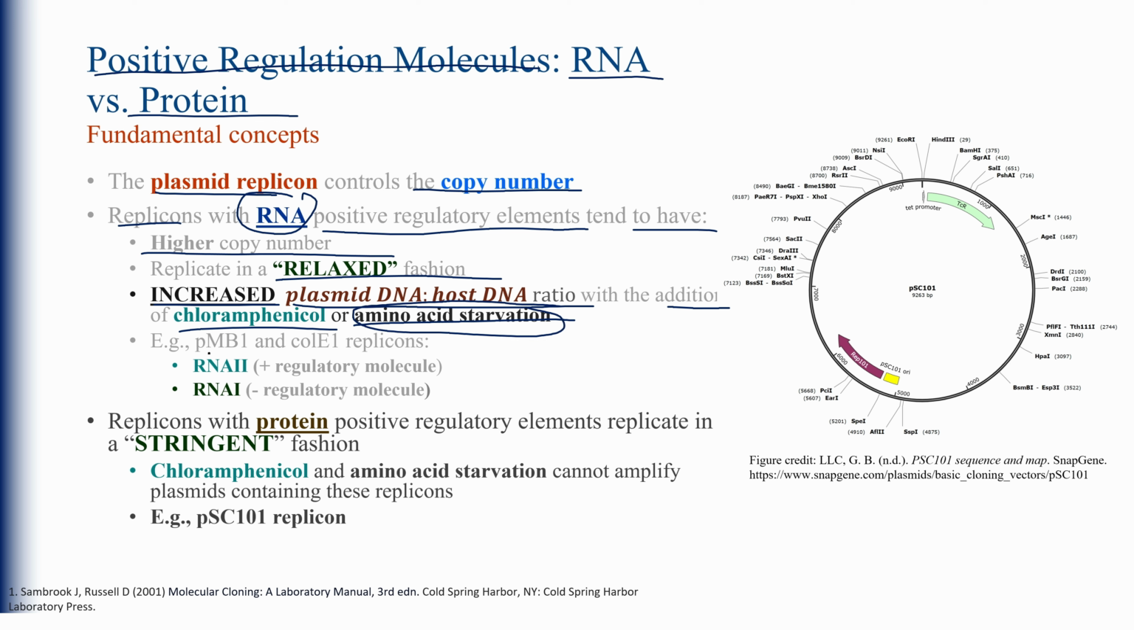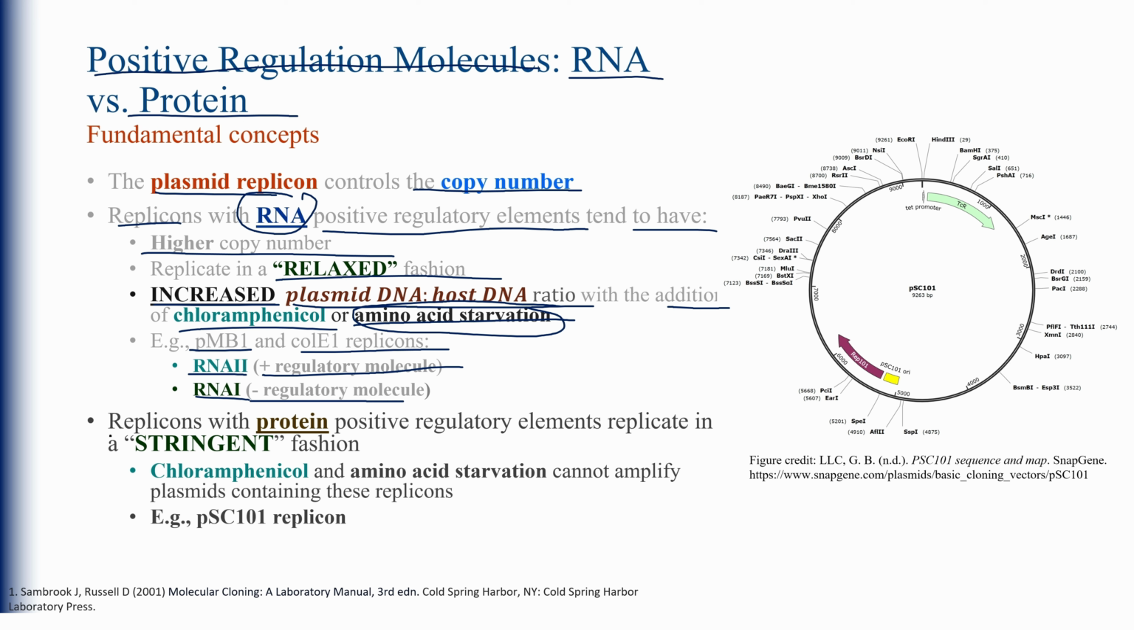Now, as I said earlier, both the PMB1 and the COL-E1 replicons have RNA positive regulatory elements. In fact, they have positive and negative regulatory molecules, with the RNA2 being the positive regulatory element or molecule and the RNA1 being the negative regulatory part. So before I go on, let me make a quick clarification here. When I say RNA2 or RNA1 regulatory molecules, I'm talking about the expressed RNA transcripts that regulate the replication of the plasmid or control it.